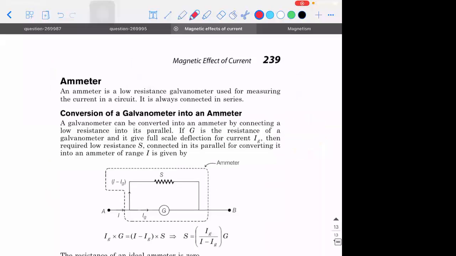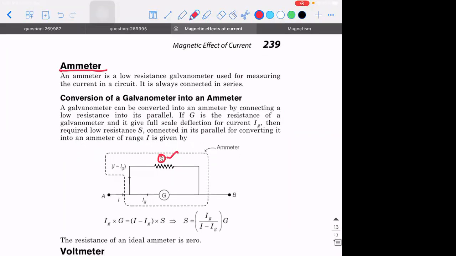Okay. Next, how will you convert a galvanometer into an ammeter? Shunt resistance parallel to the galvanometer. Yeah. If you say shunt resistance, that's enough. Shunt itself means parallel. Okay. You should either say shunt resistance and leave, or you should say a resistance in parallel. That's it. Okay.